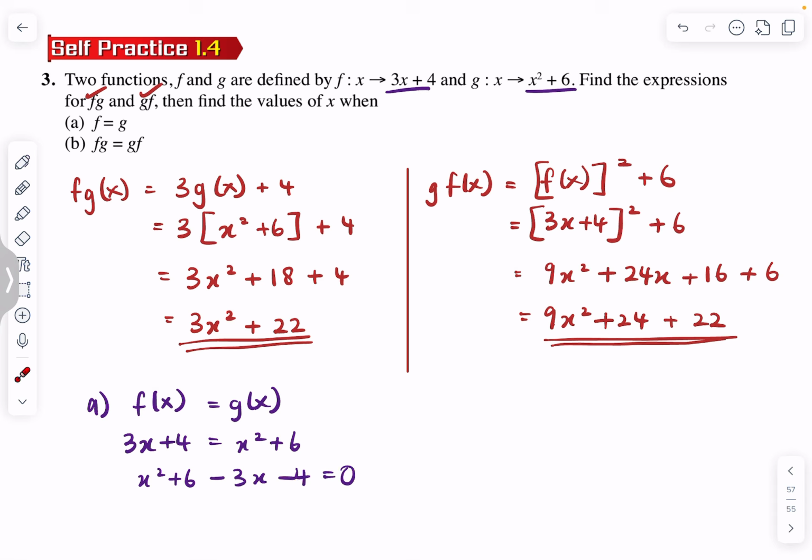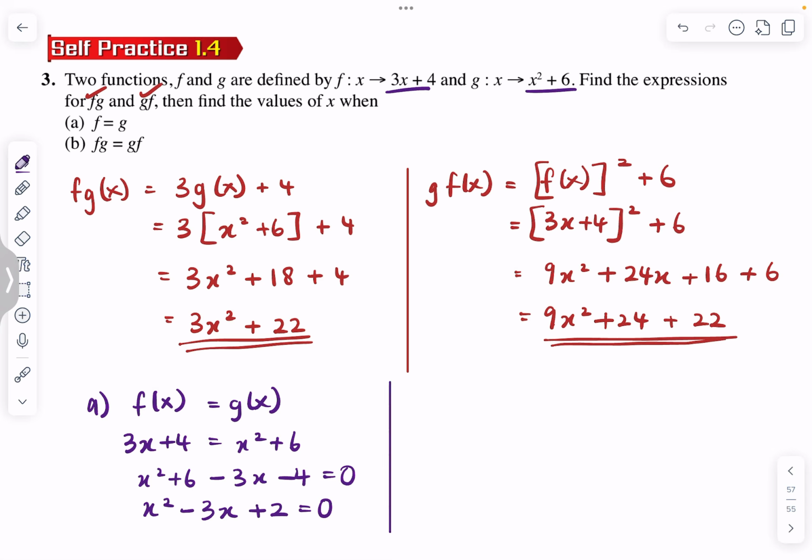What I did was, I brought this over here. So I got x squared plus 6 minus 3x minus 4 equals 0. Okay, now let's simplify this. x squared minus 3x plus 2 equals 0. This one, 6 minus 4 gives 2. So now we have to solve this. This one we have to factorize.